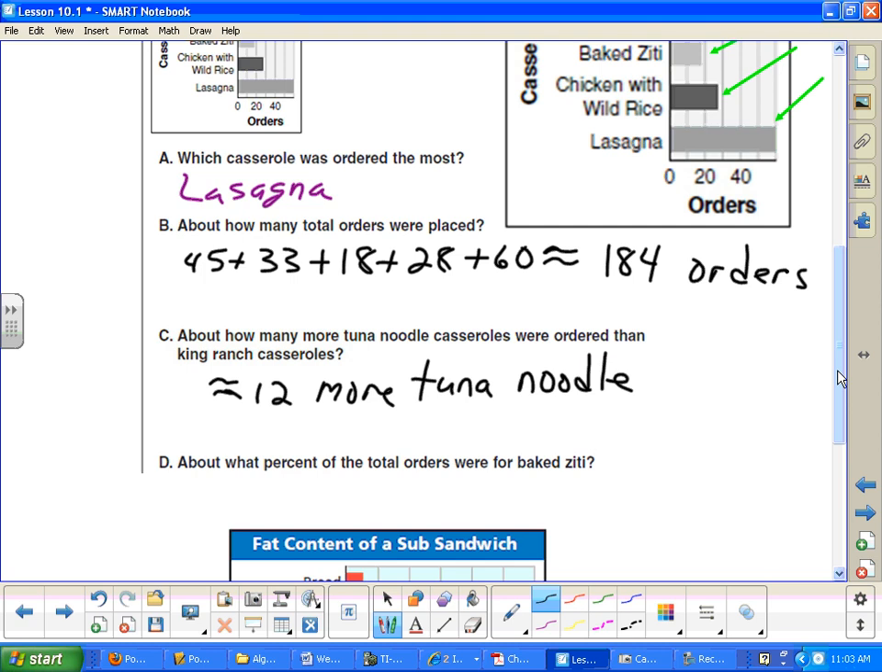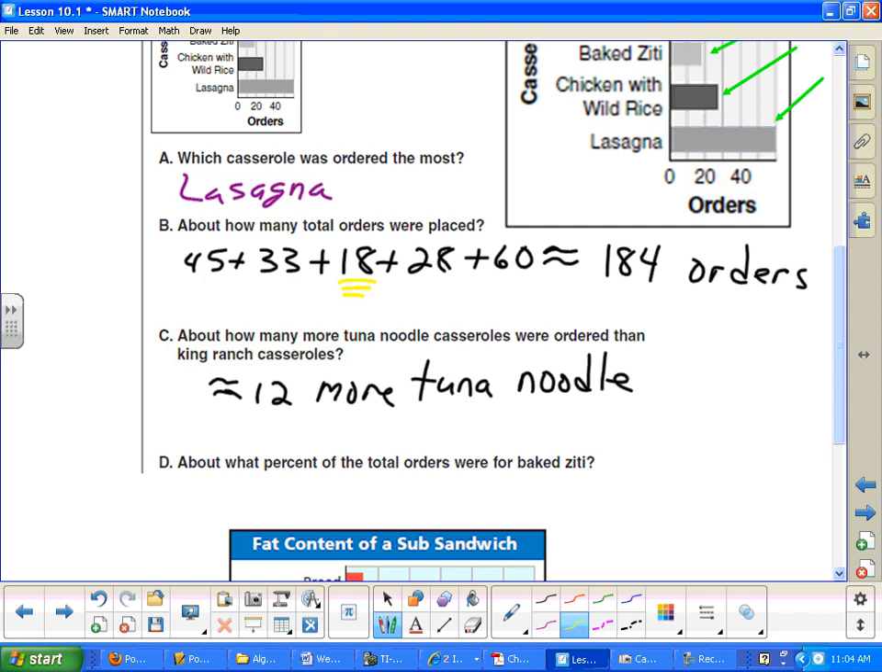How do you find the percent? What do we do? Nolan, how do you find the percent? Okay, so according to my numbers, there's 18 baked ziti. Okay, 18 over 100. So there's only 100 orders there?